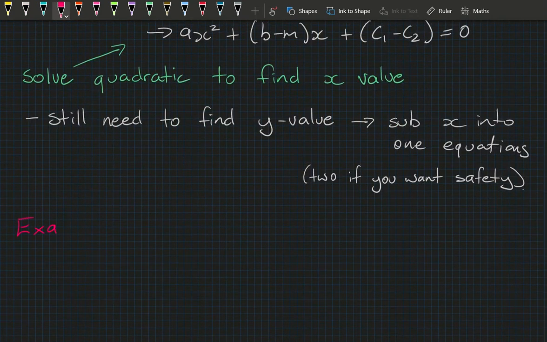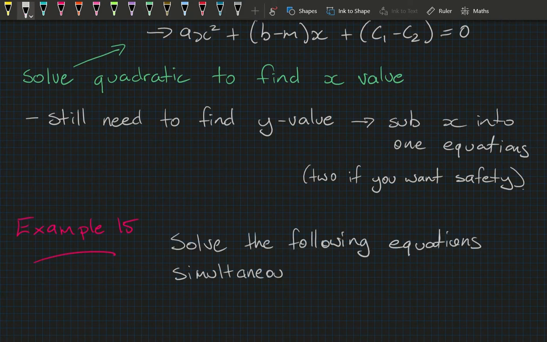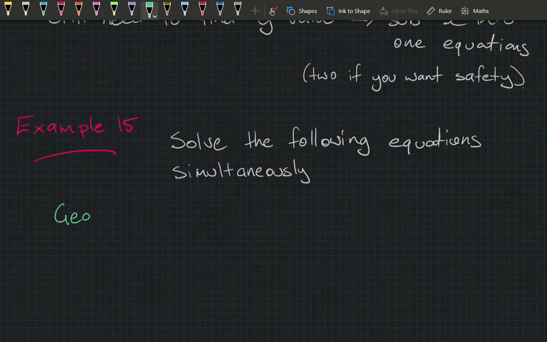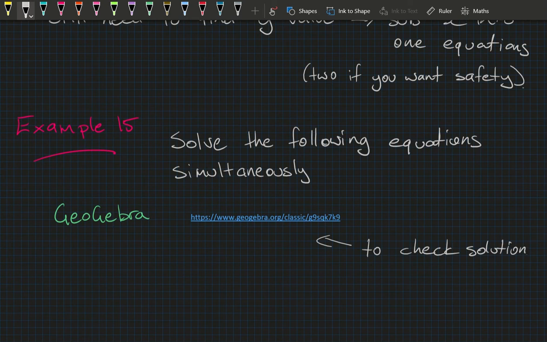Alright, let's have a go at example 15, where we'll be solving the following equations simultaneously. And throughout this example, I'm going to use this GeoGebra applet to check our solutions. Of course, once you see it, I'm guessing a lot of you will want to use this as well. Anyhow, in part A, we have a quadratic y equals x squared and a line of y equals 2x.